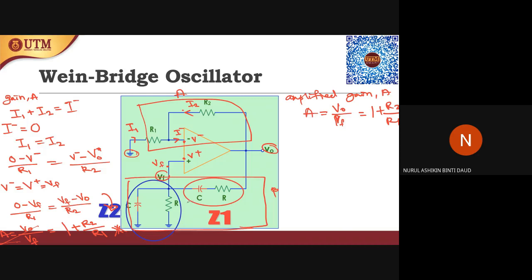So let's look at how to calculate this feedback gain. This feedback network consists of a parallel connection of capacitor and resistor, and also a series connected capacitor and resistor. The series part can be symbolized as Z1, and the parallel part can be symbolized as Z2.